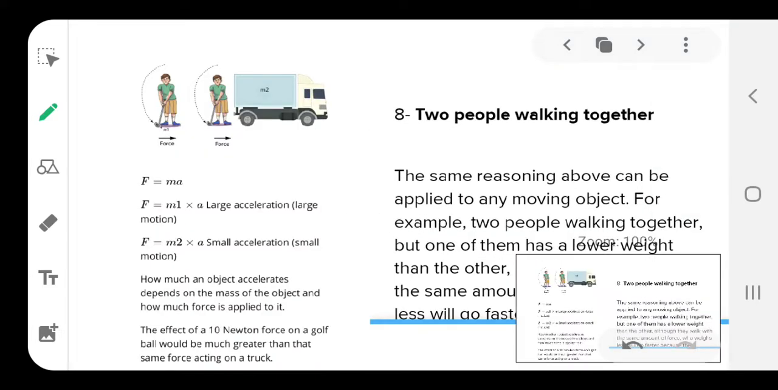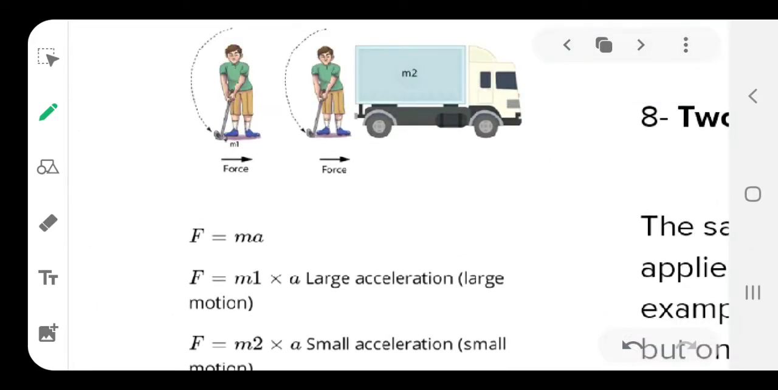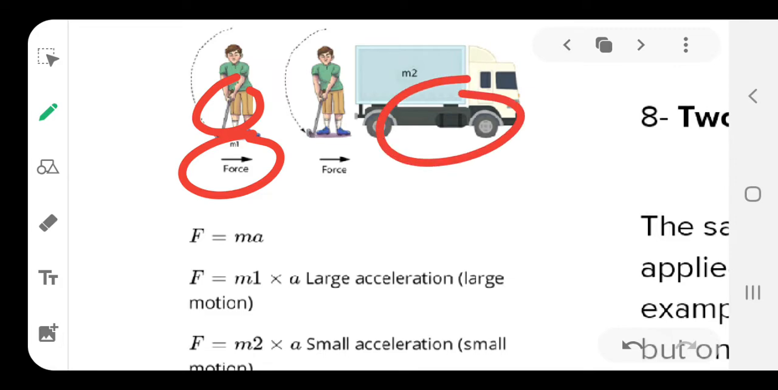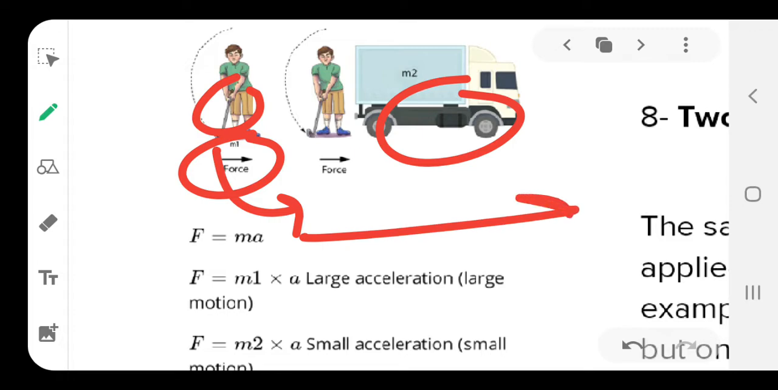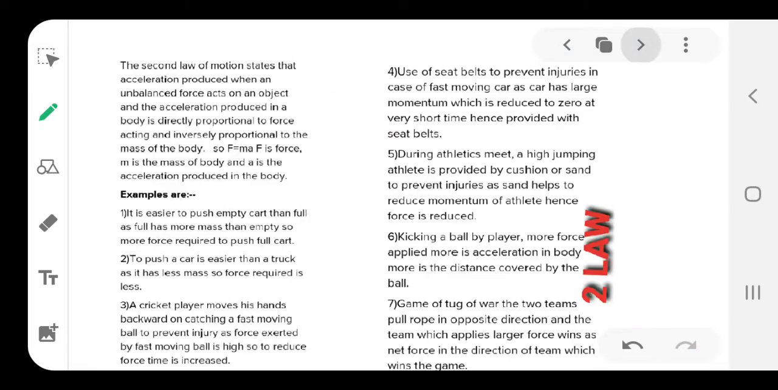Then only the body travels a longer distance. I already told you about the people walking together. In this example, again the same thing: when I apply the same force on two bodies, one a golf ball, the other a massive truck, common sense prevails. If the body mass is less, it will travel a long distance. In the case of the truck, you can only laugh it off, because the golf stick won't have that much force to move it.